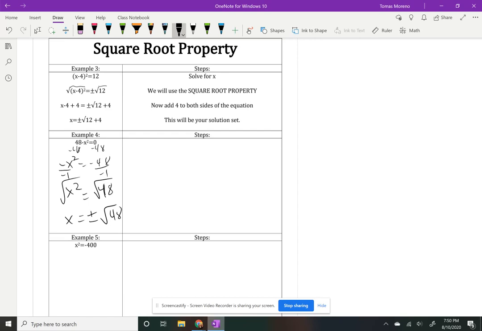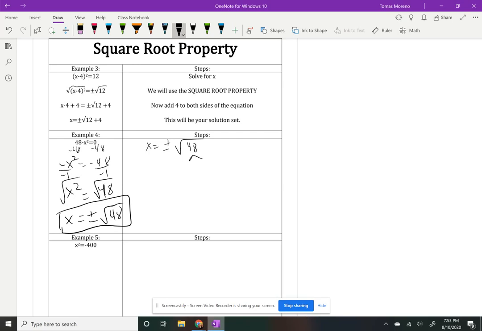Now, I'm okay with this answer being like this, me personally. But it's very, very good practice to break down the radical. So let's break down this radical right here. I know this is where you have your steps, but I'm just going to break down the radical here. So it's good practice.